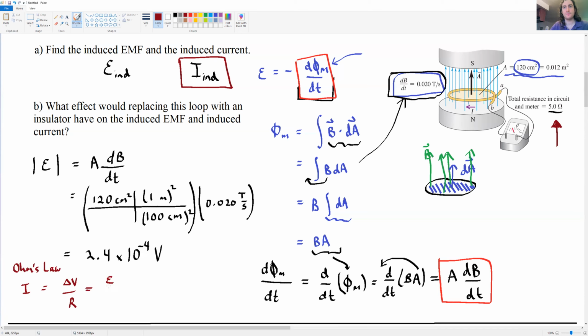And in our case, we have this induced EMF, right? So I'll change it to that E there. Let's go ahead and plug in the numbers. We don't really have to do much more than that at this point. The resistance is given to us as 5 ohms. Volt over an ohm is going to give us an amp. So this is going to be about 5 times 10 to the minus 5. Yeah, so 48 microamps. That's pretty close.